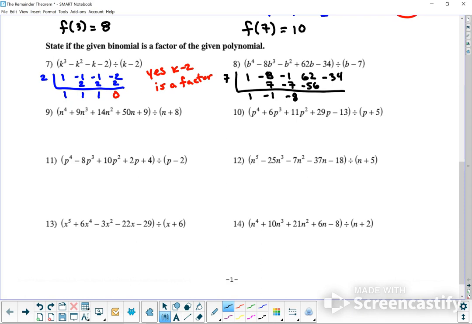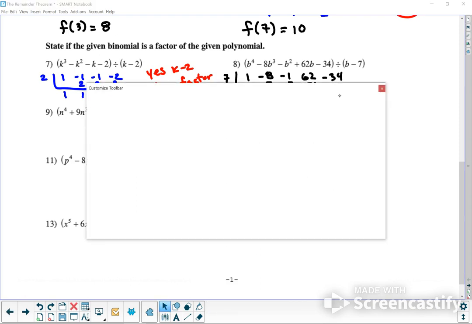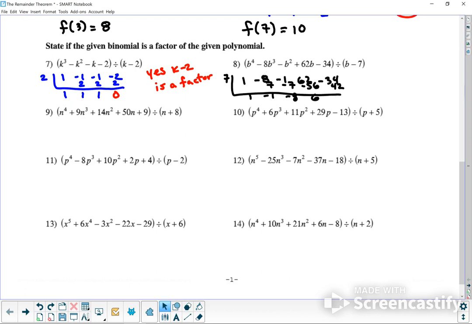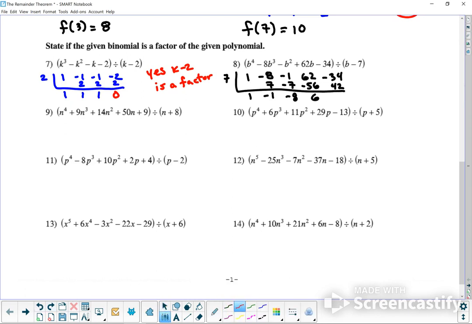Sometimes, yeah. You're going to add it. You're going to get 6. Sometimes 6 is 42. And whatever that is, it does not make 0. So this one, this one, okay, doesn't make 0, so that doesn't work. Okay, so I'm going to say no, b minus 7 is not a factor.